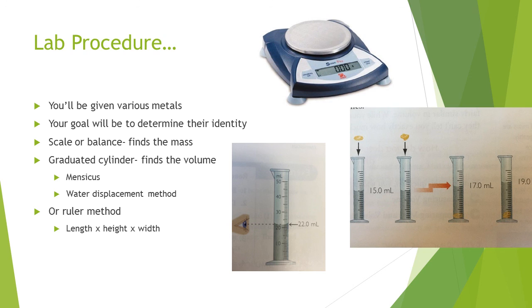That's called water displacement. If you choose, you can do the ruler method, and you guys know in math class that volume equals length times height times width. However, you can only use the ruler method if you have a regular shaped piece of metal. If I give you a weird shaped one, the water displacement method is usually the best one to use.